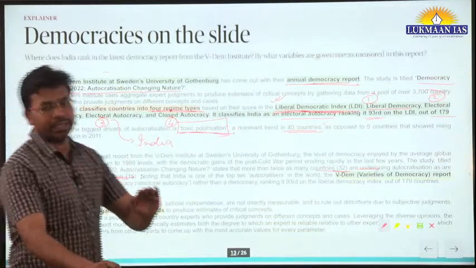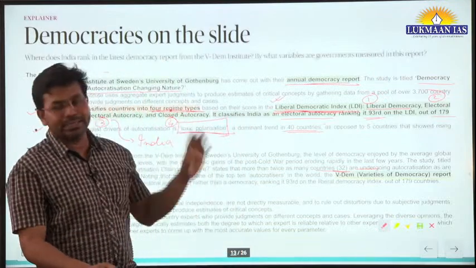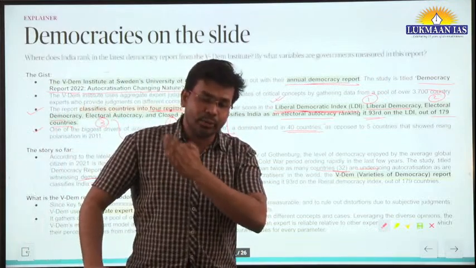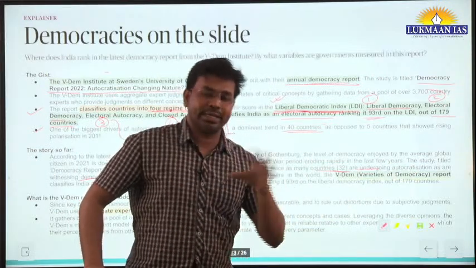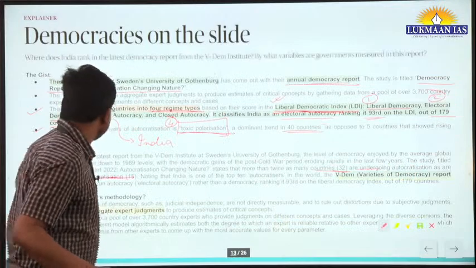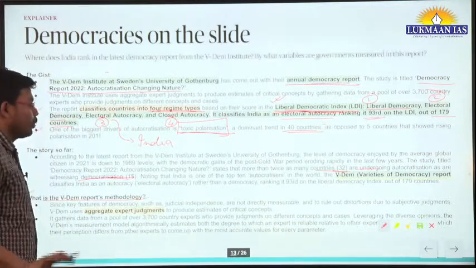Some countries, like India, is already a democratic country, but according to this report India is changing into autocratization. That means from democratic to autocratic, it is changing, right? This is the thing. And what methodology do they use?